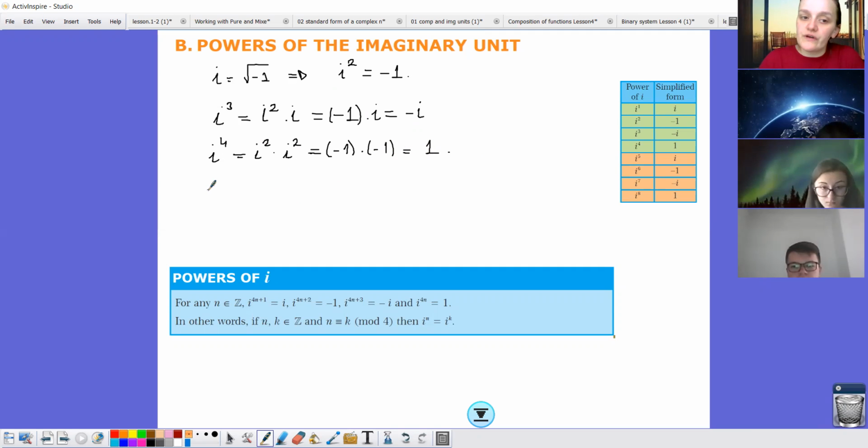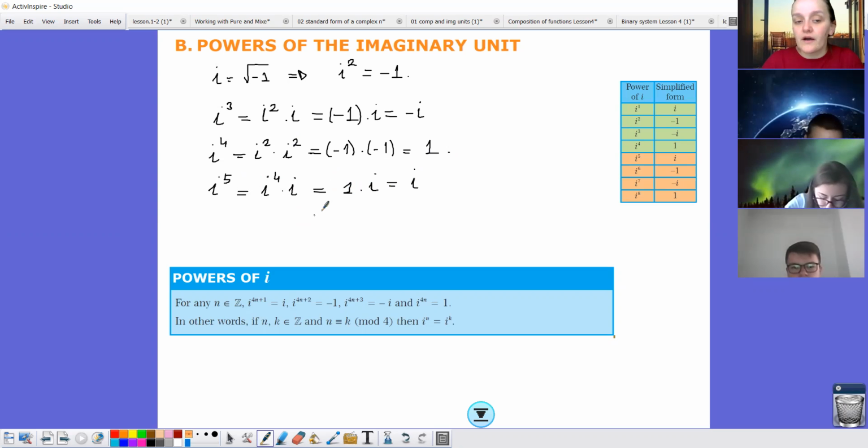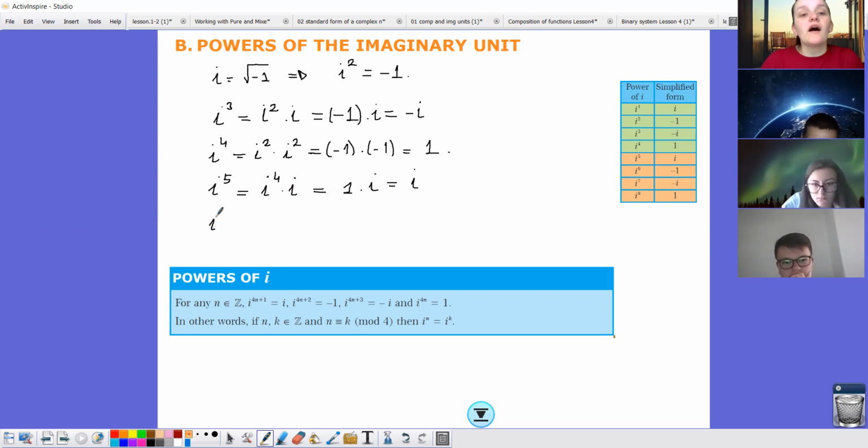Then if I continue to find i to the power of 5, now I know that i to the power of 4 is 1. Here I was using i squared, here I will now use i to the power of 4. So i to the power of 5 is equal to i to the power of 4 times i. We found that i to the power of 4 is 1, so 1 times i, the result will be i. Now, i to the power of 6, how can I write it?